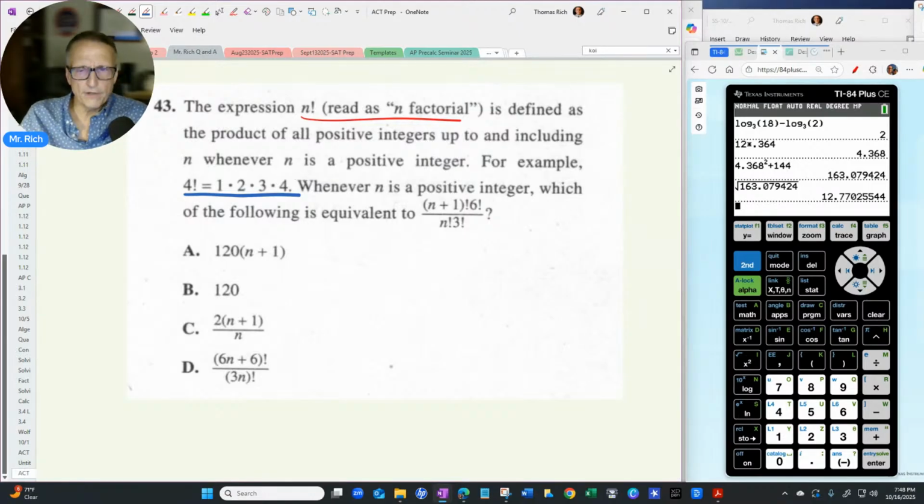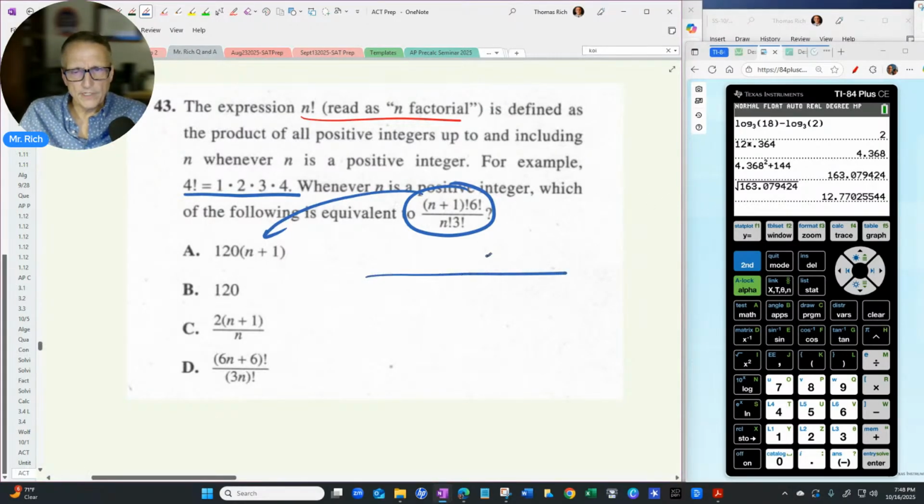Or stated another way, when you look at this thing, they want me to match this to one of these. Well, 6 factorial means take the number 6 and multiply it by all the integers back to the number 1. So I've got that in the numerator. Down here, I have a 3 factorial. So that would be 3 times 2 times 1. But now the question is, what in the world is n plus 1 factorial? And n is an integer.